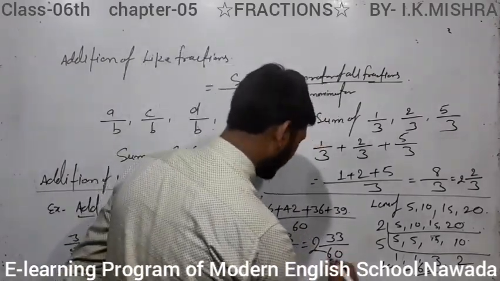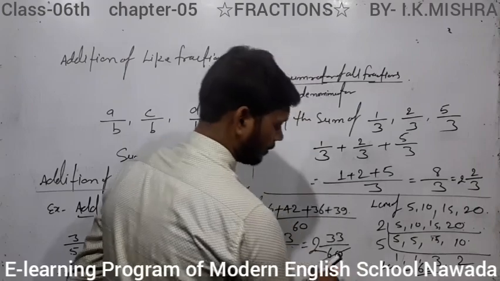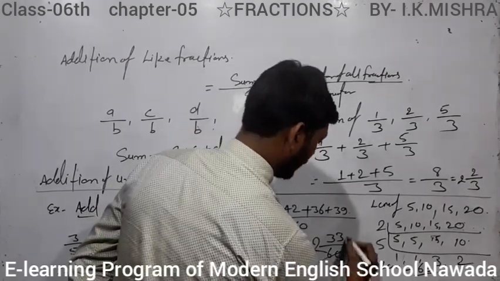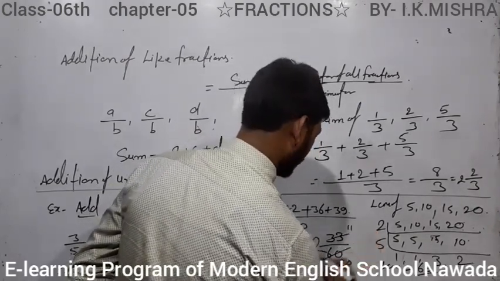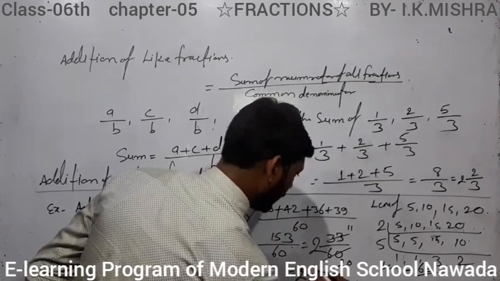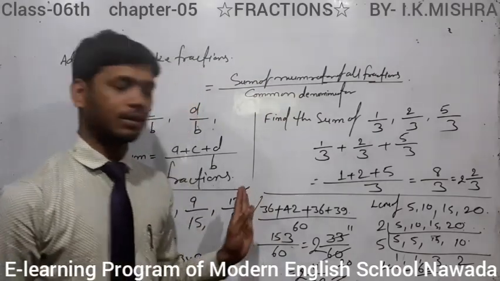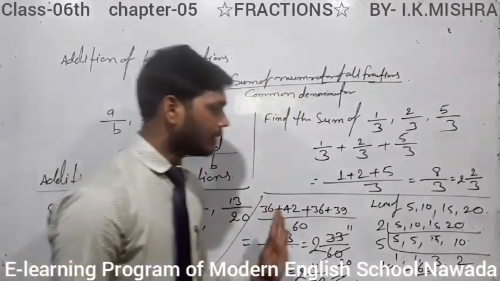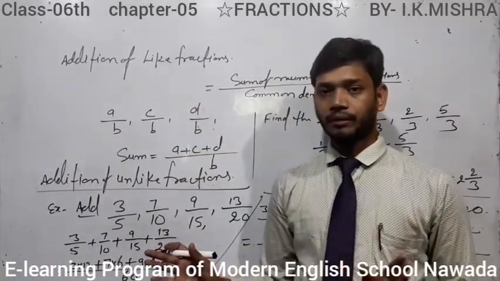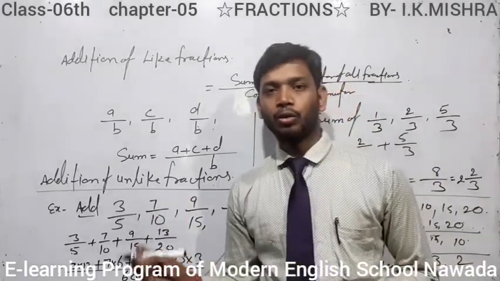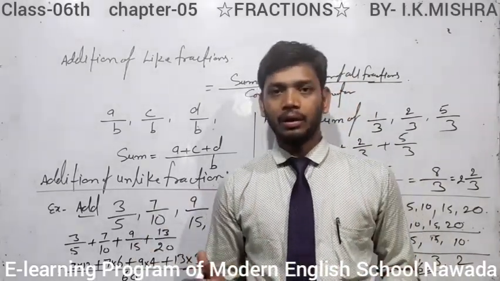You can also change here 60 as 3 times 20 and 33 as 3 times 11. So 2 whole 11 by 20. Clear students? It's your answer. I think you understand all of these examples. Now I am going to deal here with another example.